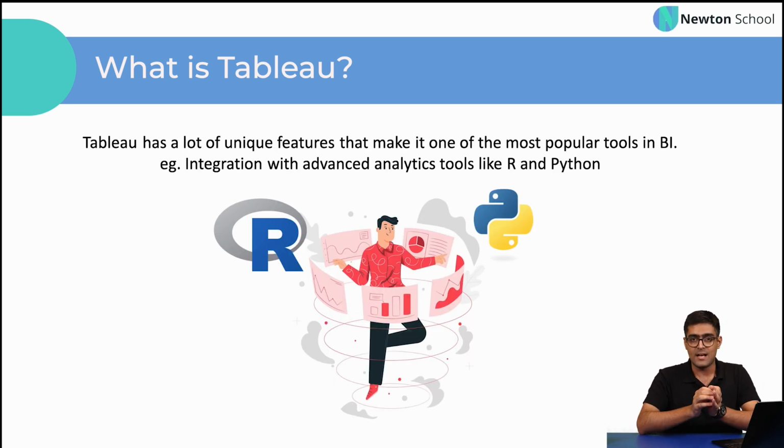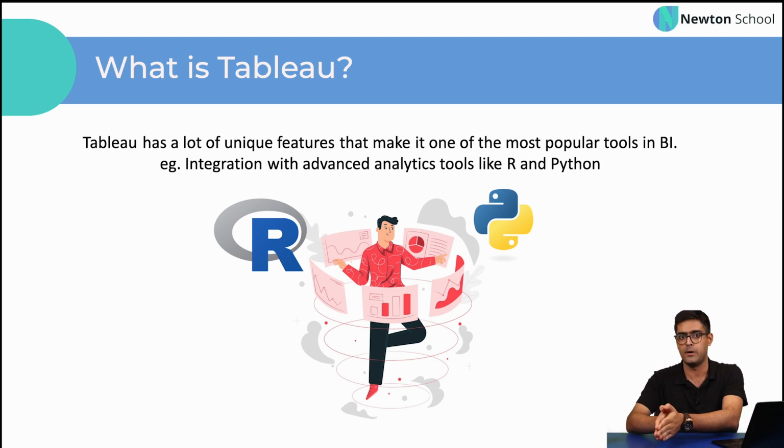Now, Tableau has a lot of unique features that make it one of the most popular tools in the business intelligence market. For example, R and Python. These two are the data science giant tools. Integrating this with R and Python is a huge advantage that Tableau has. And this will come in handy if you are a data science professional or you are aiming to be a data science professional in this market, right?